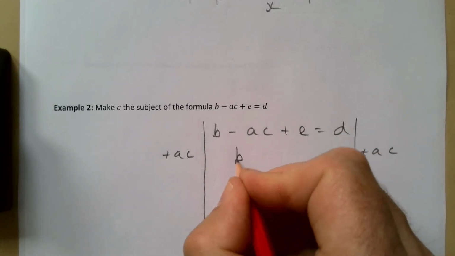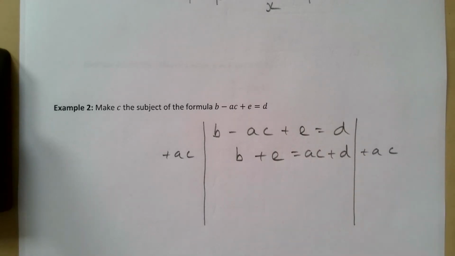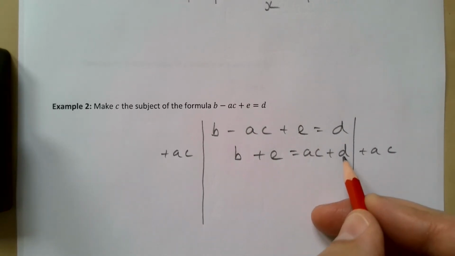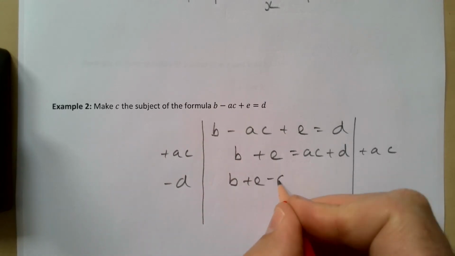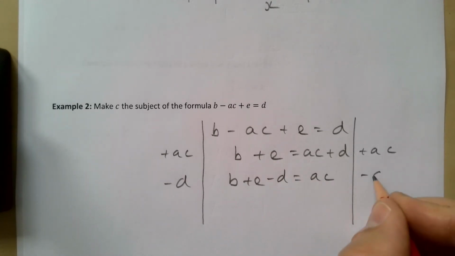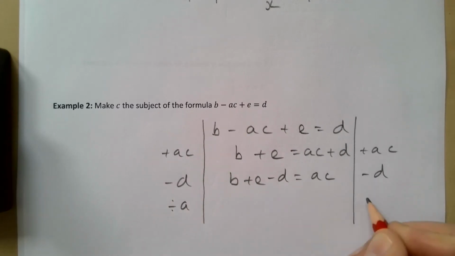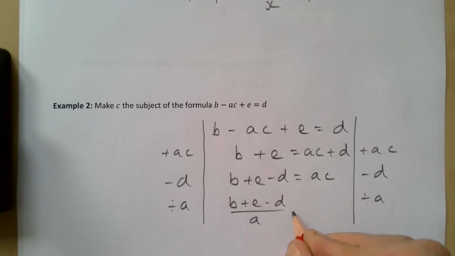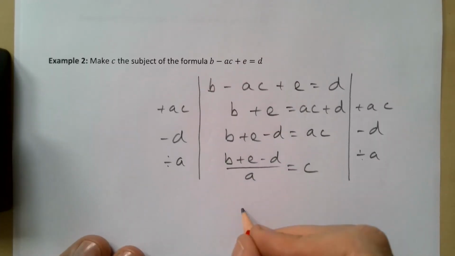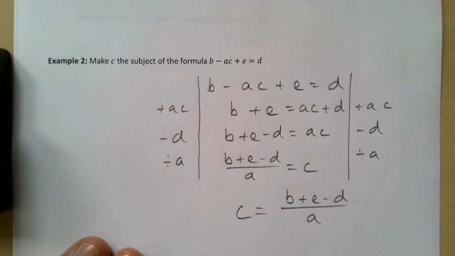That's going to give me b plus e equals ac plus d. Some teachers might be annoyed with me here not getting my equal signs lined up. Then I want to get rid of this d, so I need to take that away. b plus e minus d equals ac, so take away d, and then I want the c on its own, so I need to divide by a because it's currently multiplied. b plus e minus d all over a equals c. Final line then, c equals b plus e minus d all over a.